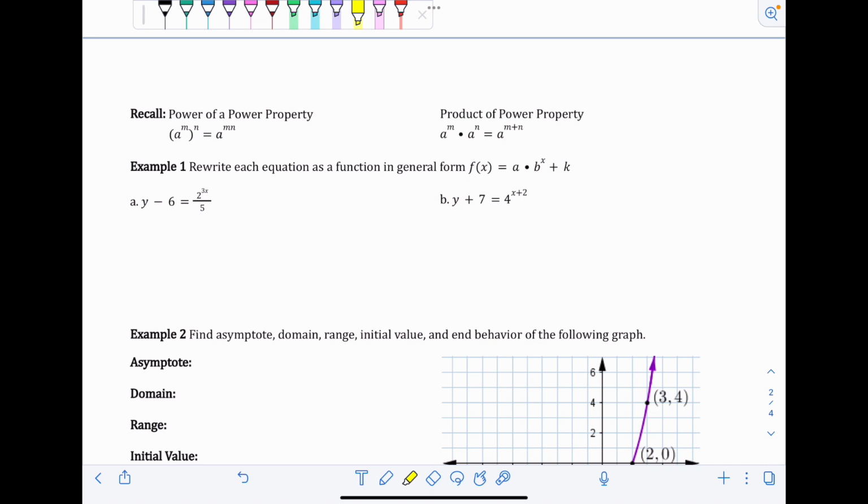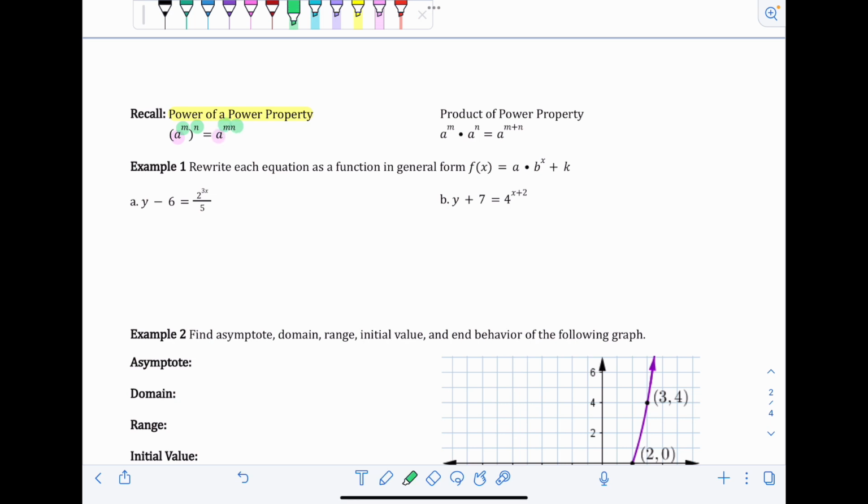For the next example, we need to review a couple properties of exponents. So the first one is the power of a power property. That says that when you have a power like a to the m raised to another power, you can multiply those exponents together. So it would simplify to a to the m times n.